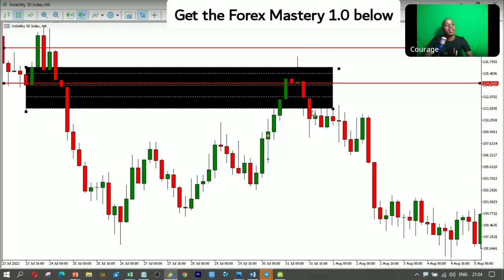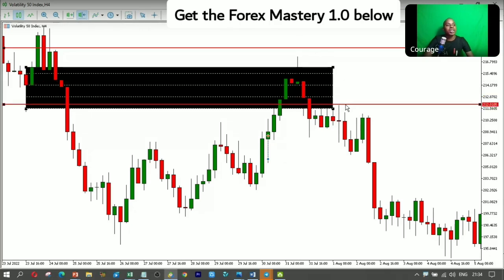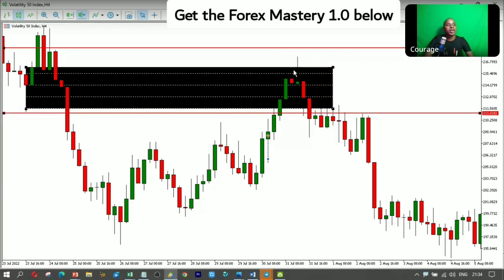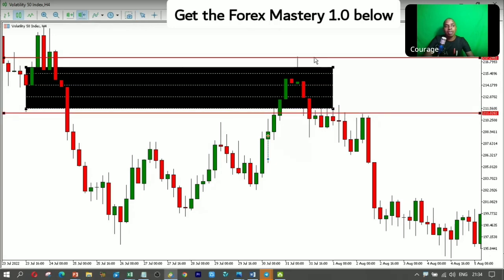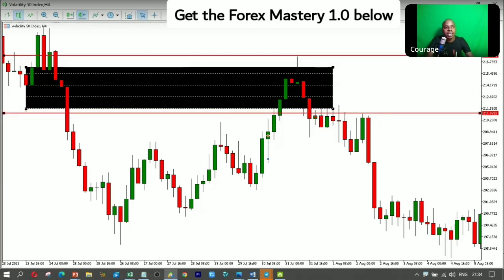So let's say you were entering at this point. Let's say you entered late at this point. You just want to make sure your stop loss is above the zone. The reason is that sometimes the market will just come back, retest that zone, and then move down, right? So this is the strategy that I wanted to show you guys.